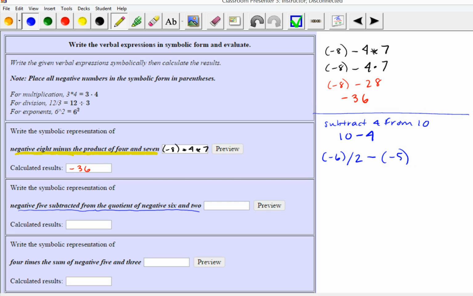Okay. So now let's just look at this and see how it applies to the language. So we'd say negative 5 is being subtracted from the quotient, which means division, of negative 6 and 2, where negative 6 is the numerator and 2 is the denominator. Okay, so negative 6 divided by 2 minus negative 5, and make sure you hit preview. Now let's calculate this. First we do the division. Well, negative 6 divided by 2 is negative 3. And then negative 3 minus negative 5 is the same as negative 3 plus 5, which is 2.